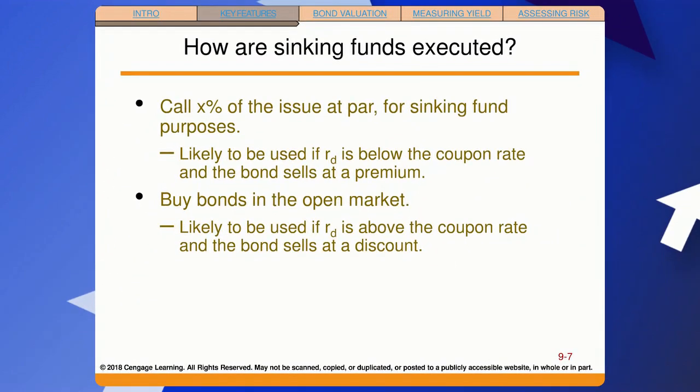Alright. So, meaning, how are the sinking funds executed? So, call X, no, the percentage of it, and if you have the issuer or issue at par for the sinking fund, no, likely to be used if RD, meaning rate of the debt, is below the coupon rate. And the bond sells naman at a premium, di ba? Go back to our discussion in terms of premium and in terms of discount, okay? And also, buy the bonds daw. So, you will buy the bonds on the open market. Likely to be used if RD is above the coupon rate and the bond sells at discount.